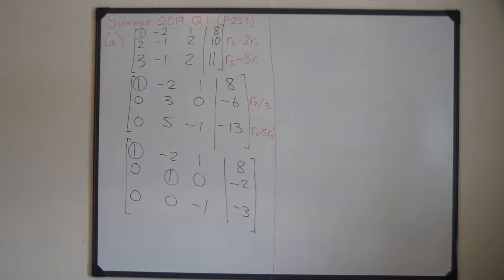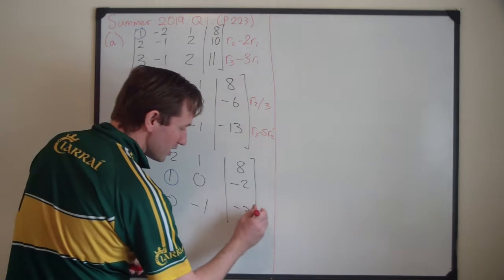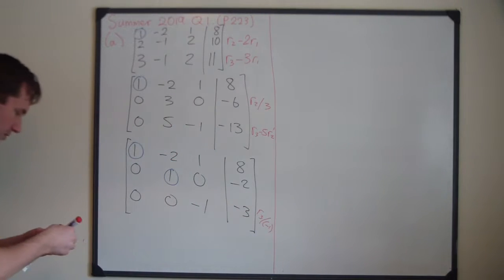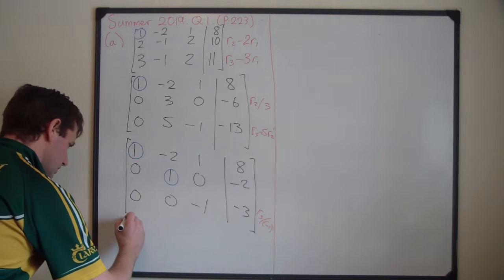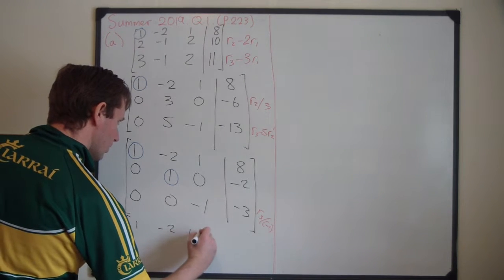And then we've just got one more row operation to turn this into a pivot. I can either multiply it by minus 1 or divide it by minus 1. They're actually the same thing. So we end up with, writing a bit neatly now, 1 minus 2, 1, 8.